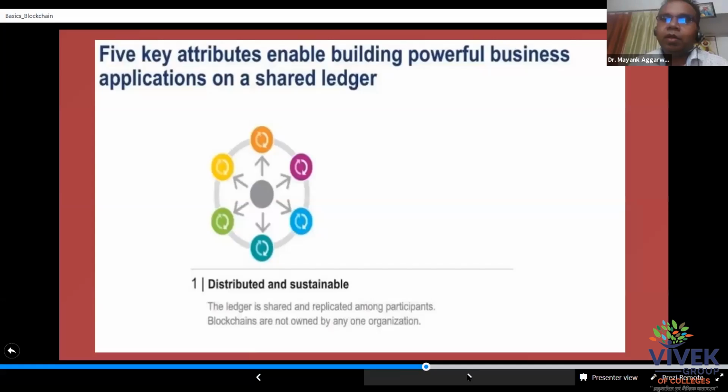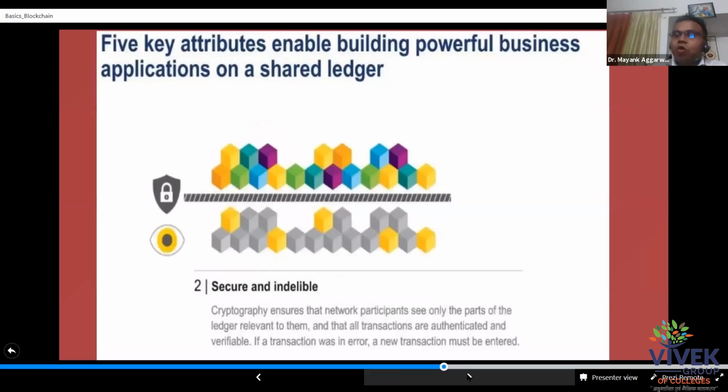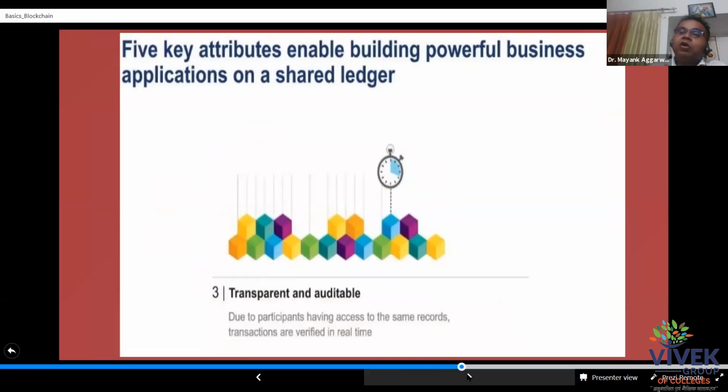Now, let's summarize what we have studied up to now. Blockchain is a distributed technology, sustainable. Whatever you write on blockchain cannot be removed. It is secure. Security is one of the main features of blockchain. You cannot change it; it is indelible. It is transparent because all the participants of the blockchain are visible to everyone. And it is auditable. We cannot change it, but we can audit it and we can view it.